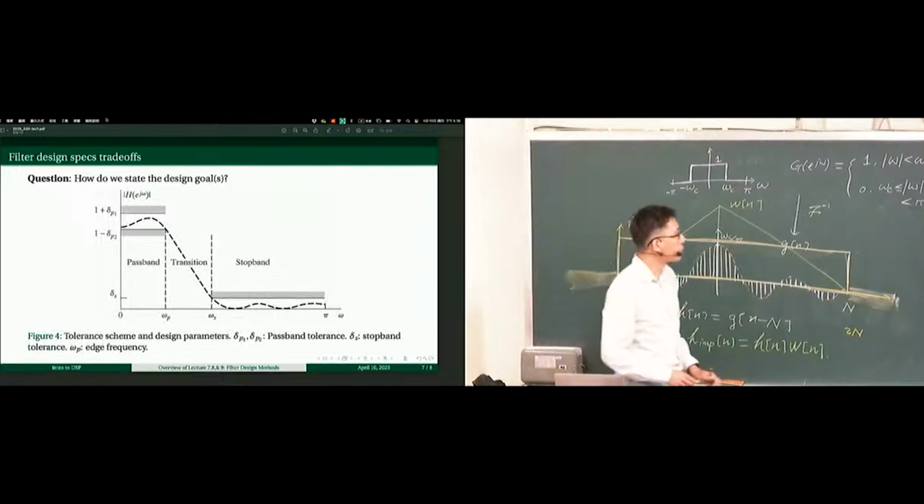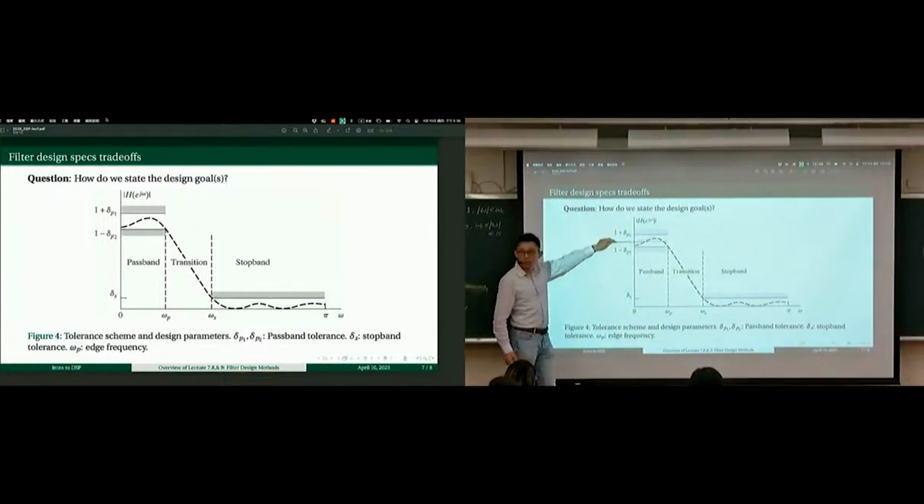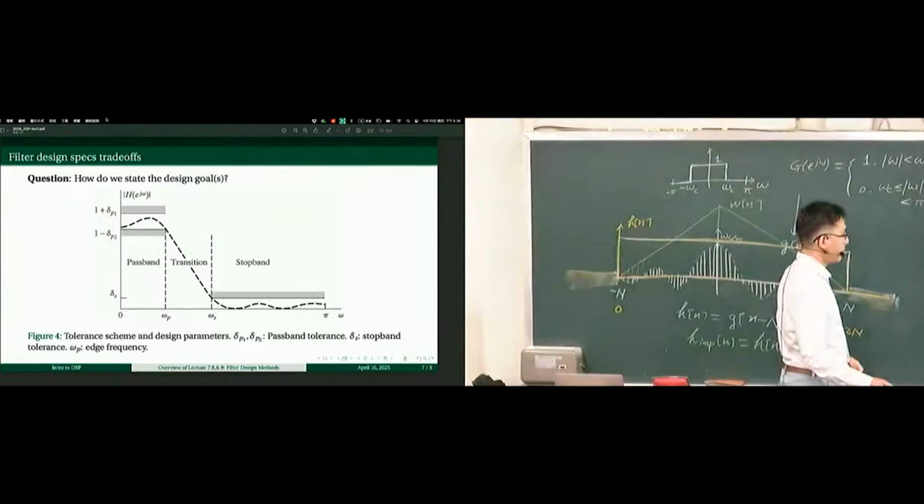So back to the frequency domain. This might be your design. This is the result of your design, okay? The actual magnitude response is not ideal anymore. So what we are looking at right now is a tolerance scheme. Okay, tolerance. This is called a tolerance scheme.